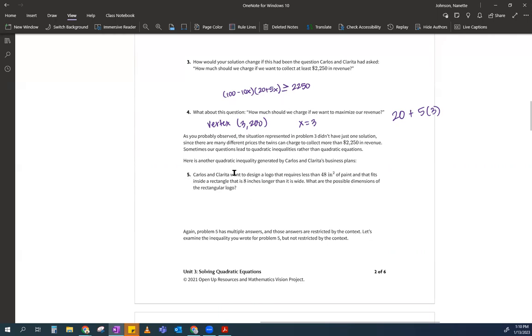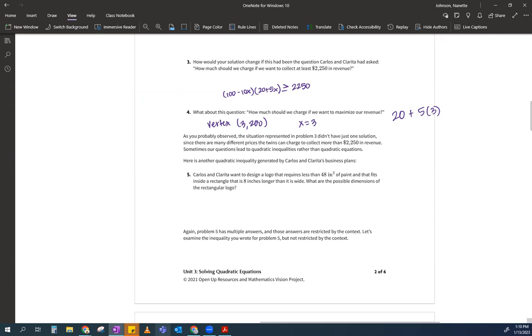So here's another quadratic inequality generated by Carlos and Clarita's business plans. Carlos and Clarita wanted to design a logo that requires 48 inches squared of paint and that fits inside a rectangle that is 8 inches longer than it is wide. What are the possible dimensions of the rectangular logo?